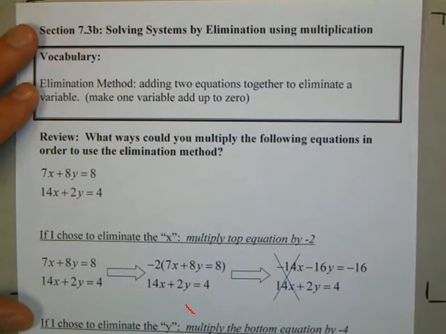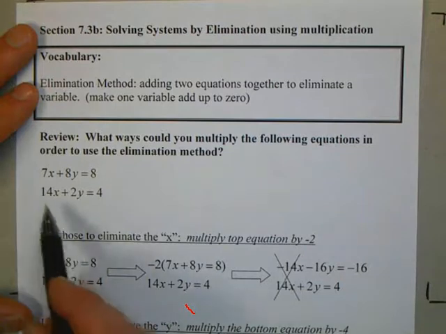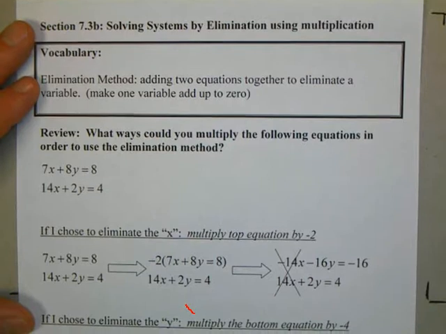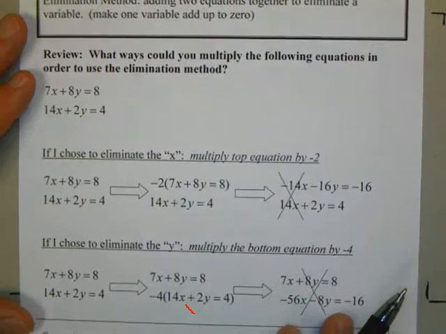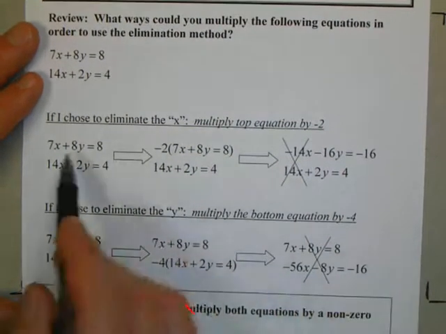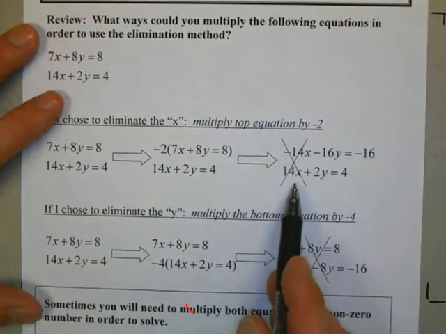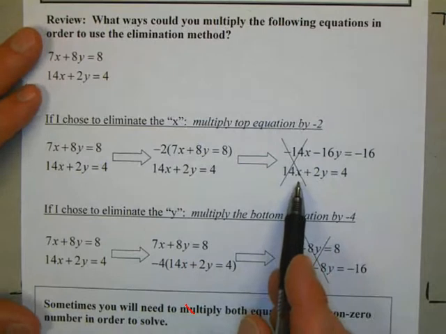But just as a review, in this case, we have the problem 7x plus 8y equals 8 and 14x plus 2y equals 4. To work out this problem, I chose to eliminate the x, as you can see here, so I multiply the top equation by negative 2. By multiplying the top equation by negative 2, I got a negative 14x, which canceled those two out.